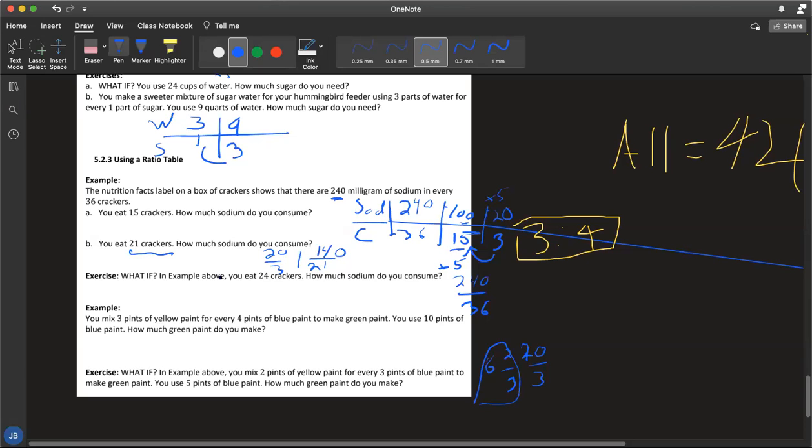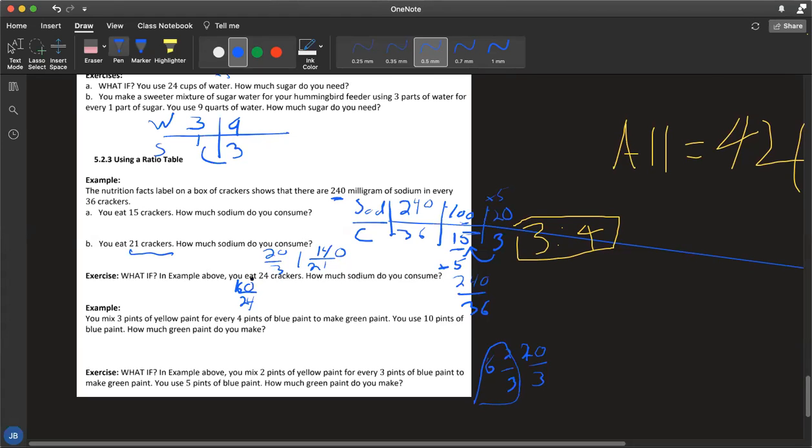How much sodium do you consume? I'm going to do this an even easier way. I know that adding 3 to 21 gives me 24. And so if it's a 20 to 3 ratio, if I add 3 on the bottom, all I do is add 20 on the top, and I should get 160.